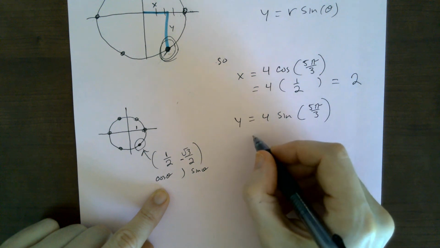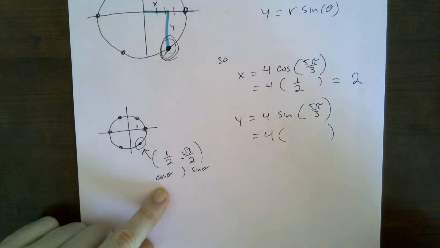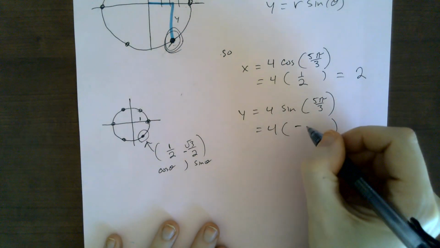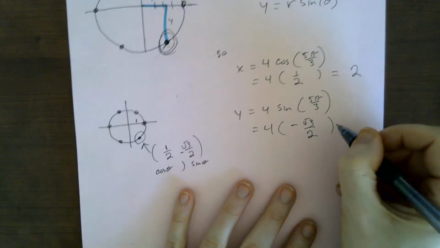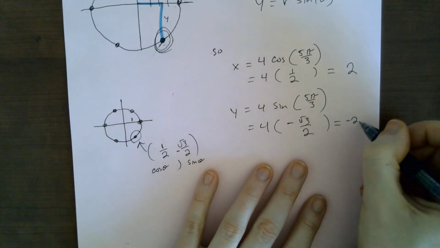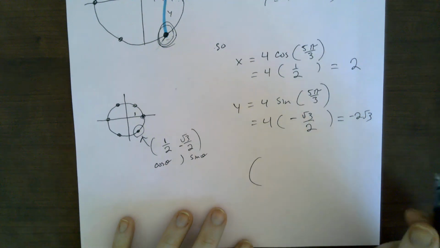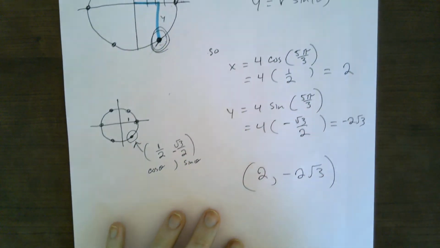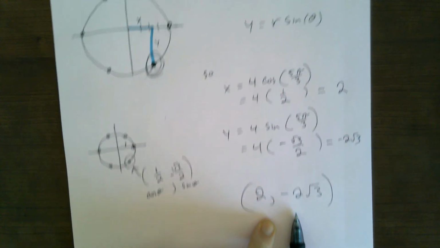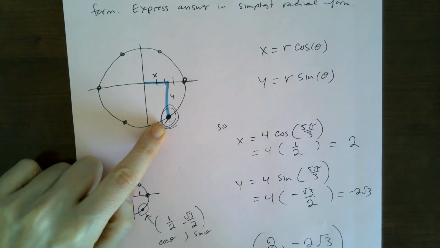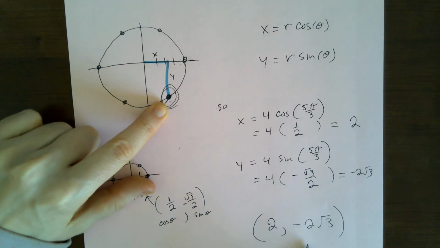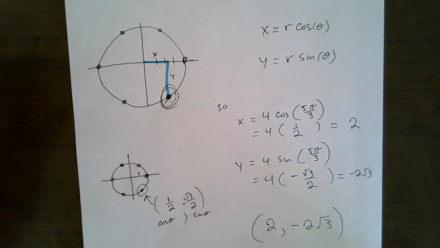And then what is sine of 5π/3? Square root of 3 over 2. Exactly. Yep, negative square root of 3 over 2. So this ends up being negative 2 radical 3. So the final answer, guys, is 2, negative 2 radical 3. So this is another way of reaching the same point. You go right 2, down 2 radical 3. Okay? So we're just converting.